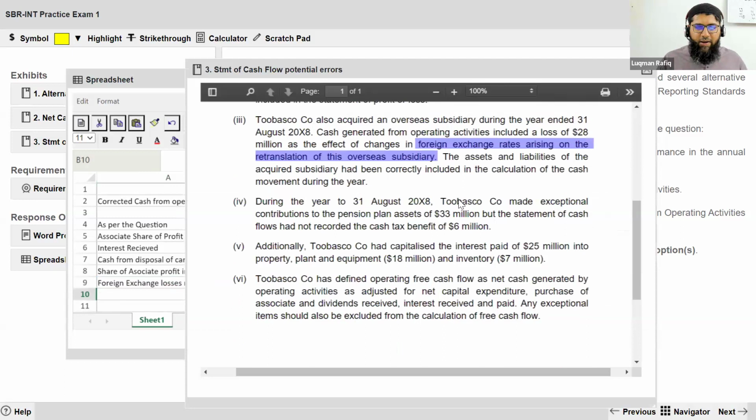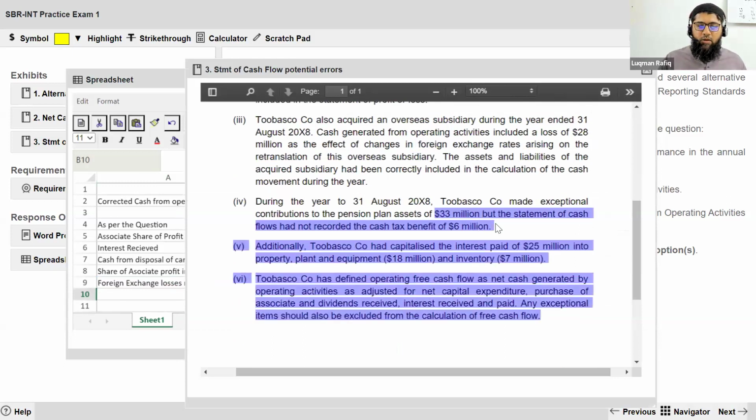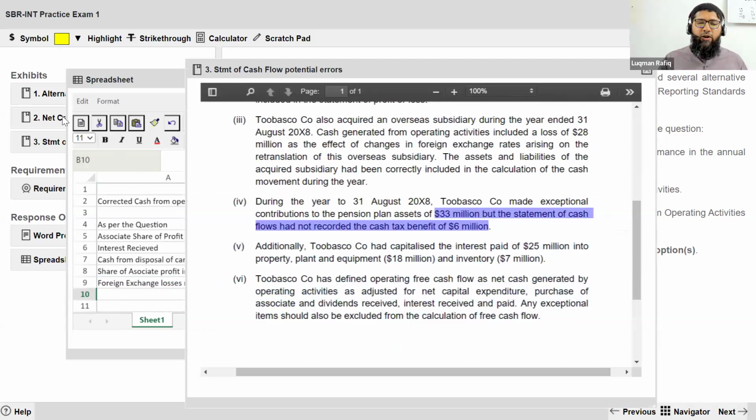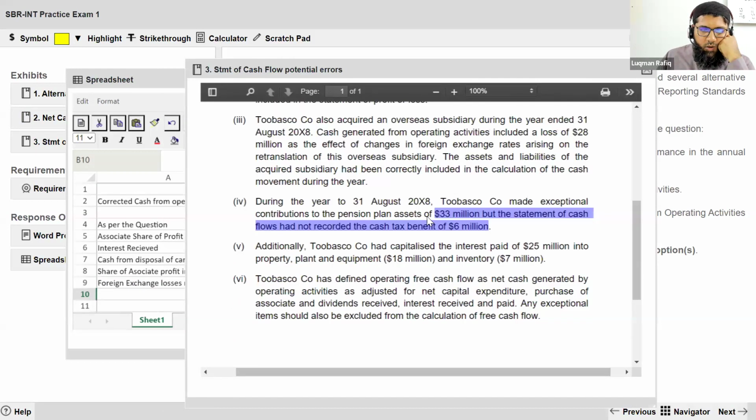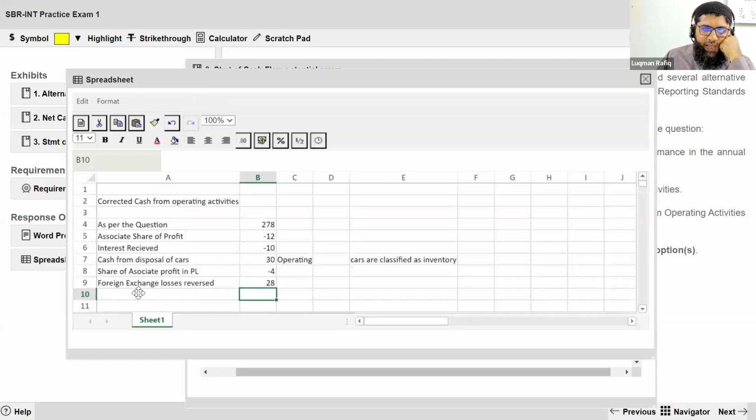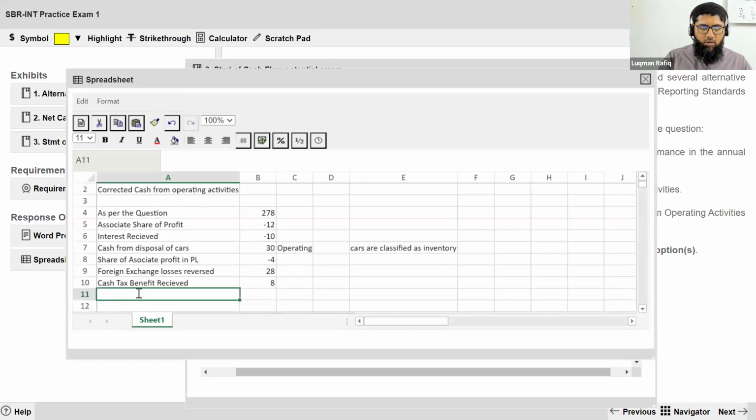During the year, Toobasco made exceptional contributions to the pension plan assets of 33 million. But the statement of cash flows had not recorded the cash tax benefit of 6 million. You made a contribution of 33 million, that is okay. But you had not recorded the cash tax benefit. Okay. Cash tax benefit received of 8 million.